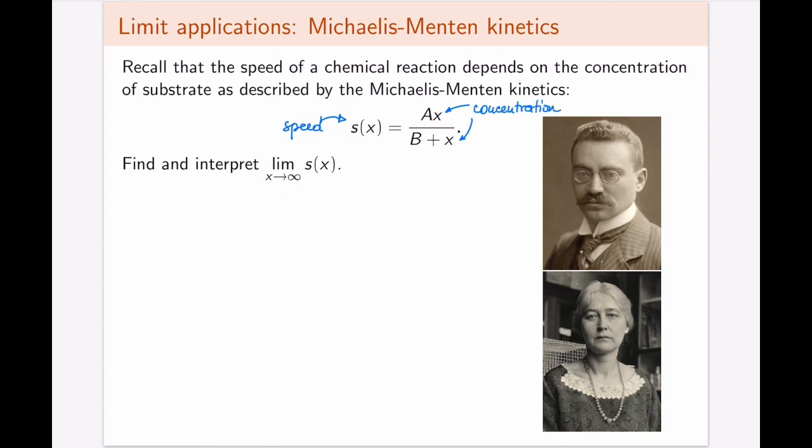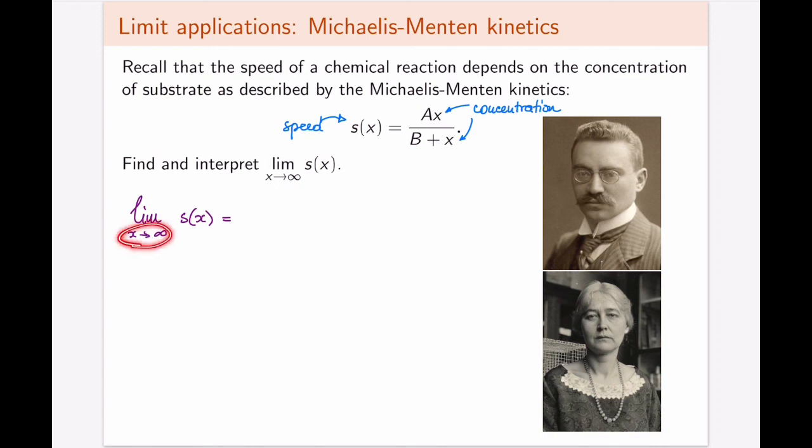Okay, and we know that this is a Michaelis-Menten kinetics, which is also a linear Hill function, where a and b are simply constants. And what we're asked here is to find and interpret the limit as x goes to infinity of S of x. So let's first of all interpret what we are going to calculate. Doing the calculations first and then interpreting is another way to go, but I like to think of the meaning behind my calculations before I actually do the work.